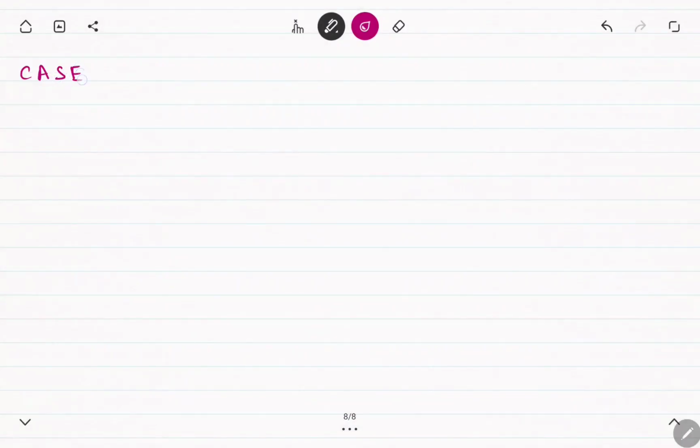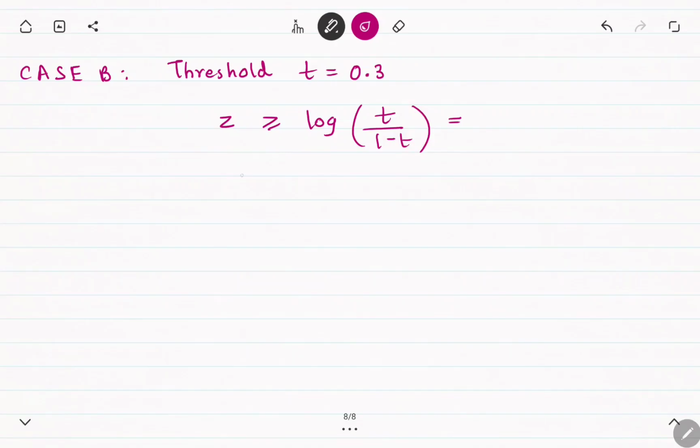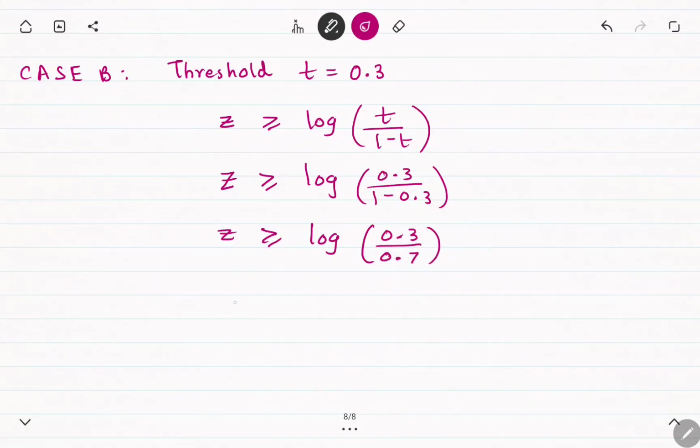Now let's change the threshold to see how the boundary changes. So let us change the threshold to 0.3. So the boundary condition is z greater than or equal to log of t upon 1 minus t, which is 0.3 upon 1 minus 0.3. So this is log of 0.3 upon 0.7, which is approximately minus 0.847.